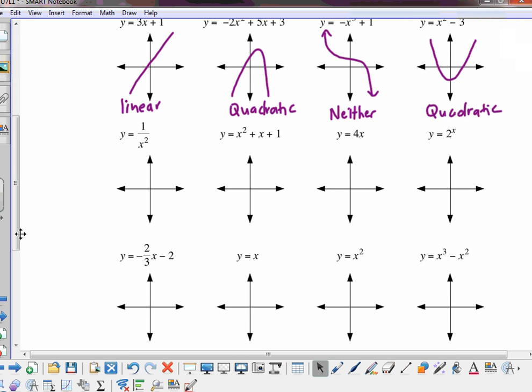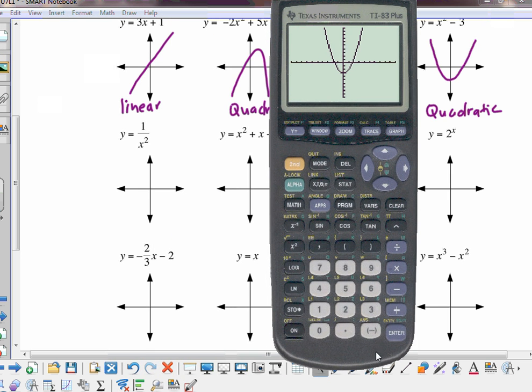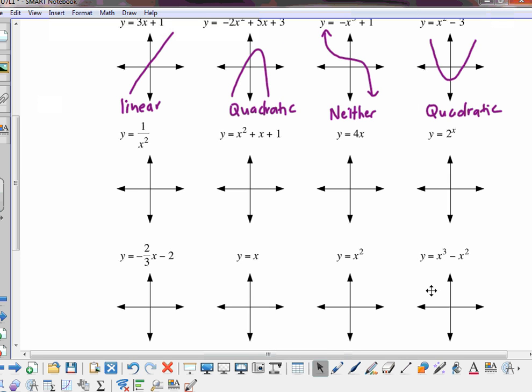One over x squared. Y equals 1 over x squared. Did you type it in like this, 1 over x squared? So it looks like this. It's neither.